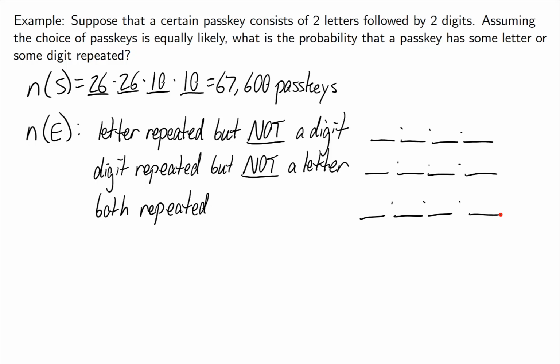A letter repeated but not a digit. For your first letter, you have 26 choices. But now this is the tricky one. How many choices do you have for the next letter? You might say 26 because we're talking about repeats. But think about it for a second. Let's say my first letter was an L. What would my second letter have to be if there were a repeat? It would be an L.